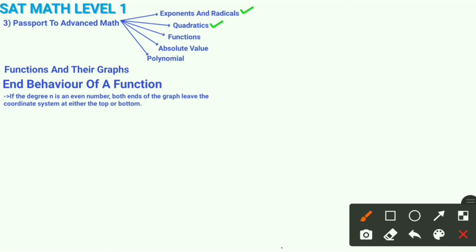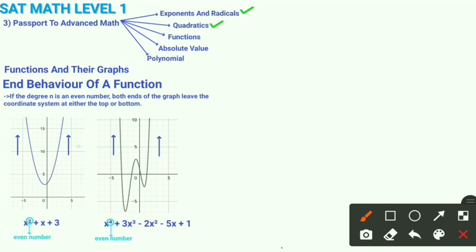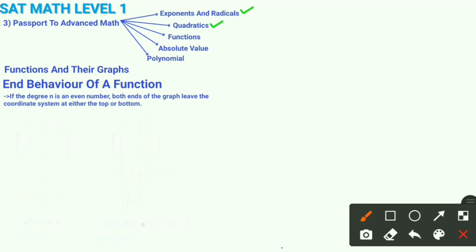Behavior of a function. If the degree n is an even number, both ends of the graph leave the coordinate system at either the top or bottom. x squared, an even function, is an example. Going from the same end to the same end.